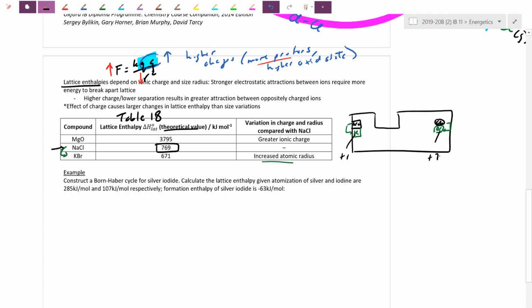Even though my radius has changed, I'm one shell bigger on both cases here. You'll notice that the lattice enthalpy for this new compound hasn't dropped by much. It's only dropped by almost less than 100 there.